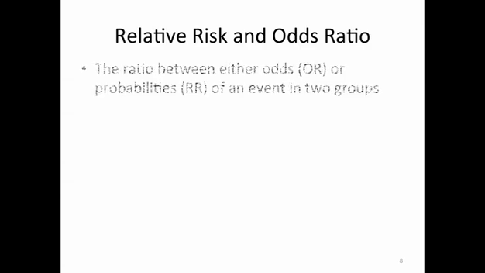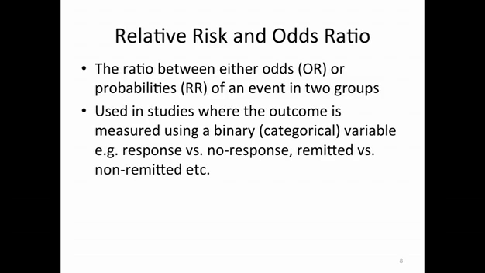Let's consider the two ratio measures of effect size, relative risk and odds ratio. These represent the ratio between either odds or probabilities of an event in two groups. These are often used in studies where the outcome is measured using a binary categorical variable. For example, response versus no response, remission versus non-remission, etc. The formulas for calculating RR, relative risk, and odds ratio, OR, are shown here.